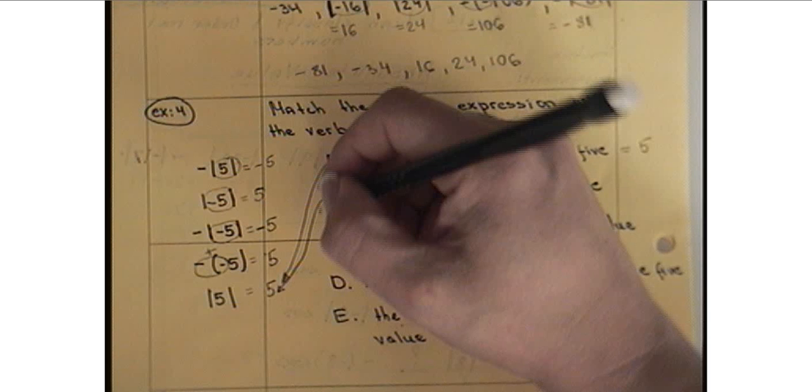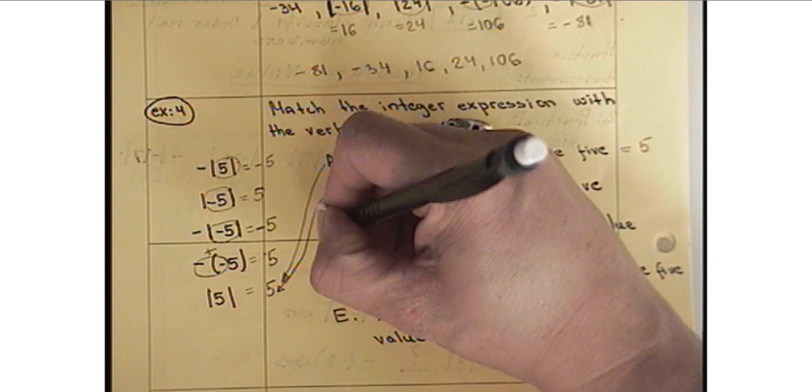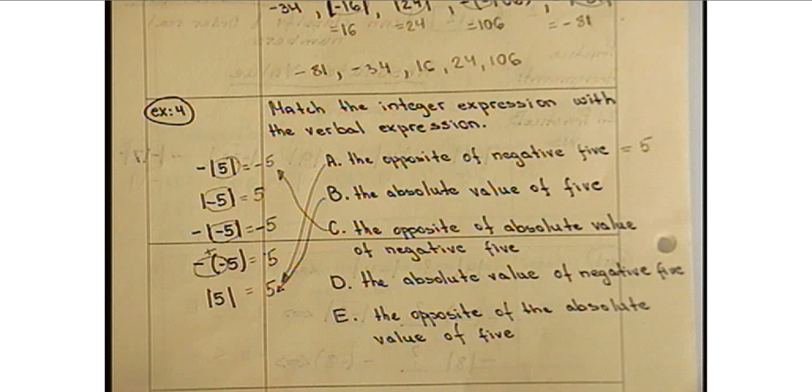The opposite of absolute value of negative 5. Well, absolute value of negative 5 is positive 5, so the opposite will be negative 5. And you can pick either one. The absolute value of negative 5, right here.